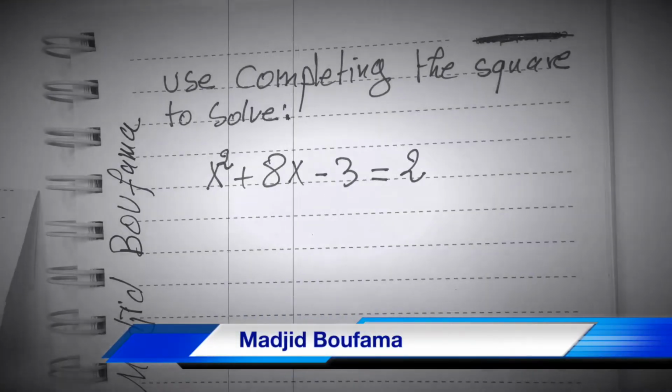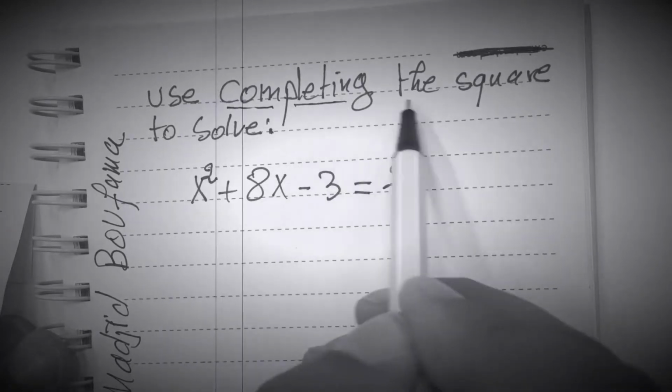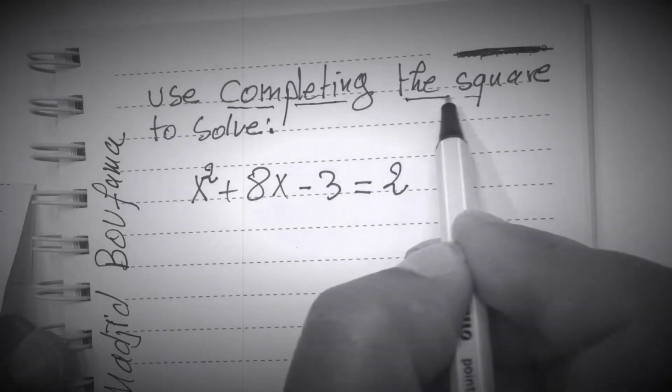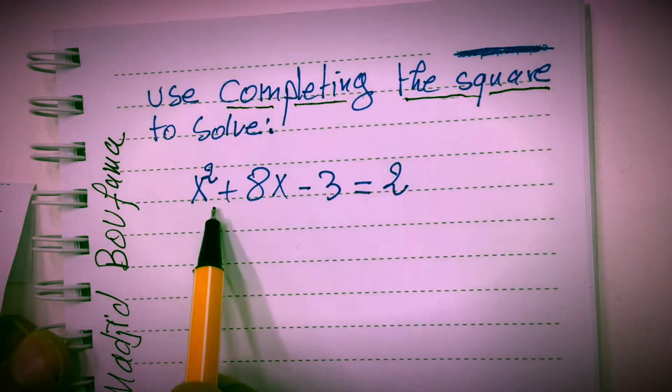Hello, welcome. We're going to use completing the square to solve a quadratic equation. Here's an example: x squared plus 8x minus 3 equals 2.